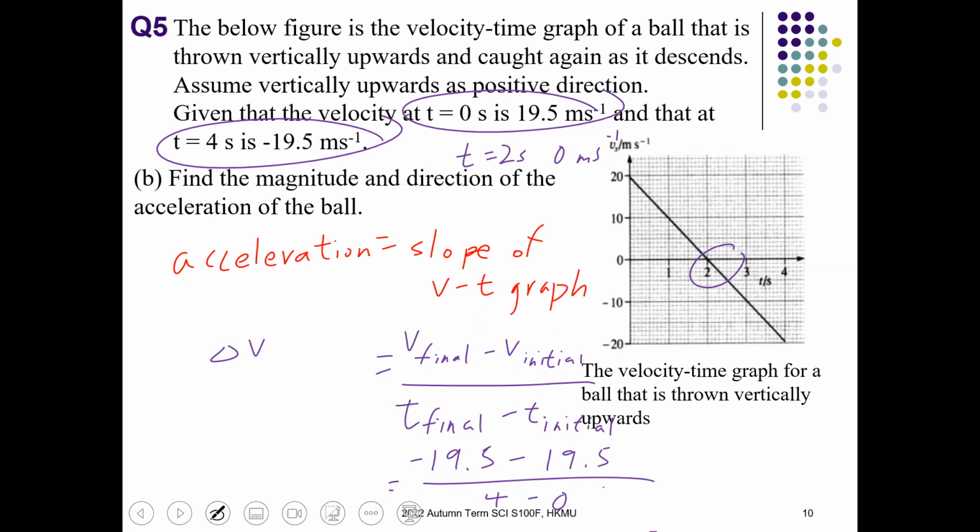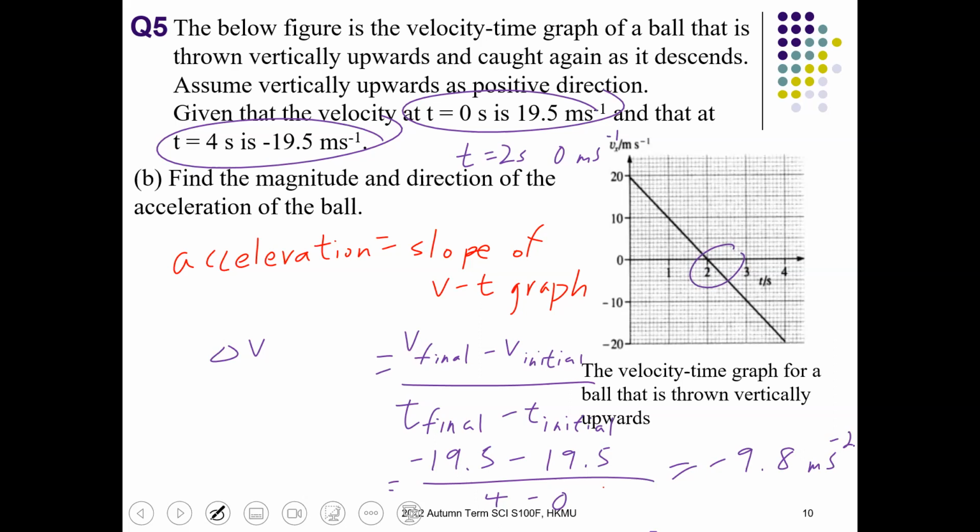This is what we have. And we have minus 9.8 meter per square second. If you forget what unit will be the final answer, you may refer to the formula.